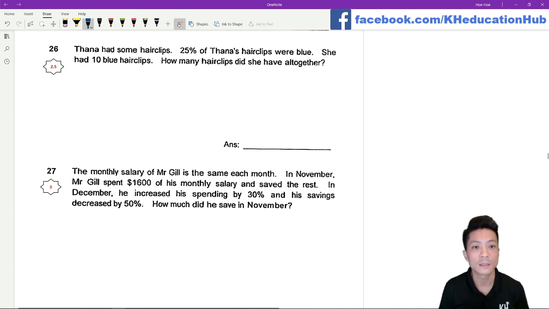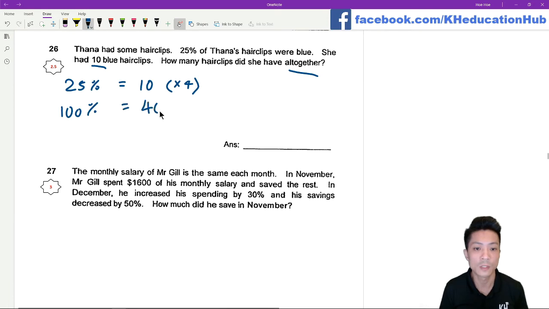Question 26. Tana has some hair clips. 25% of her hair clips were blue. She had 10 blue hair clips. So how many hair clips did she have altogether? 25% is equal to 10 hair clips, right? So if you want to find 100%, just need to multiply everything by 4, because 25 times 4 will give you 100%. So this is gonna give me 40. There are 40 hair clips altogether.